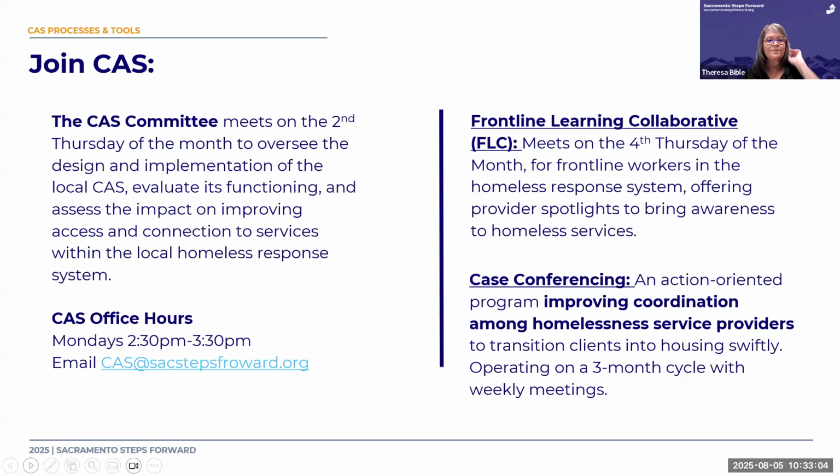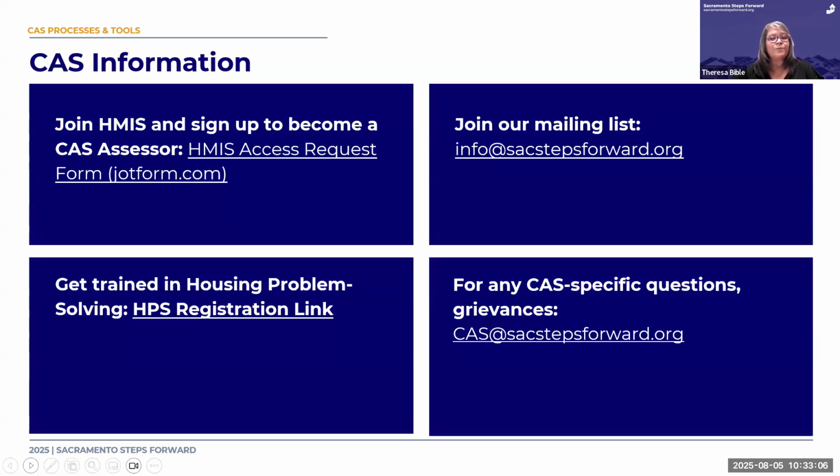Next slide. So to join HMIS and sign up to be a CAS assessor, you would need to access the request form. You would need to get trained in housing problem solving, and this would be the connection link to the next training for housing problem solving. You can join our mailing list. And of course, for any CAS specific questions or any grievances, you can send those to cas@sacsstepsforward.org.